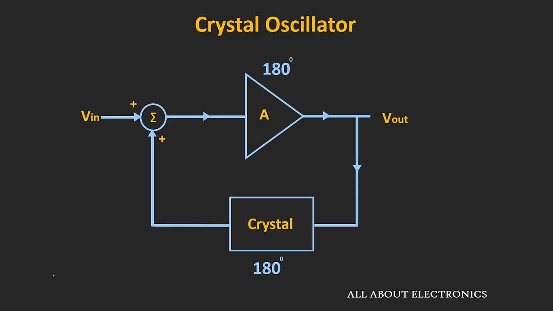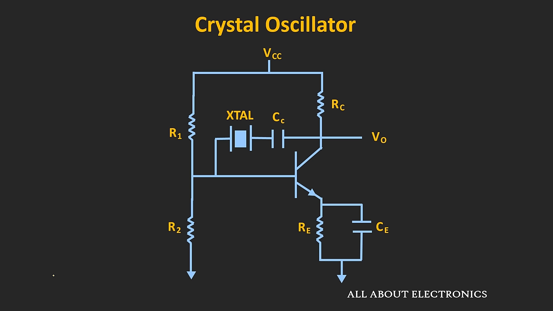Now whenever this crystal is used in the feedback of this amplifier, then it provides 180 degrees of phase shift, and the remaining 180 degrees of phase shift is introduced by the amplifier circuit so that the overall phase shift is equal to 360 degrees. And the loop gain of this crystal oscillator is set in such a way that we can get the sustained oscillations. Now like I said, the crystal can be operated either at series or parallel resonant frequency.